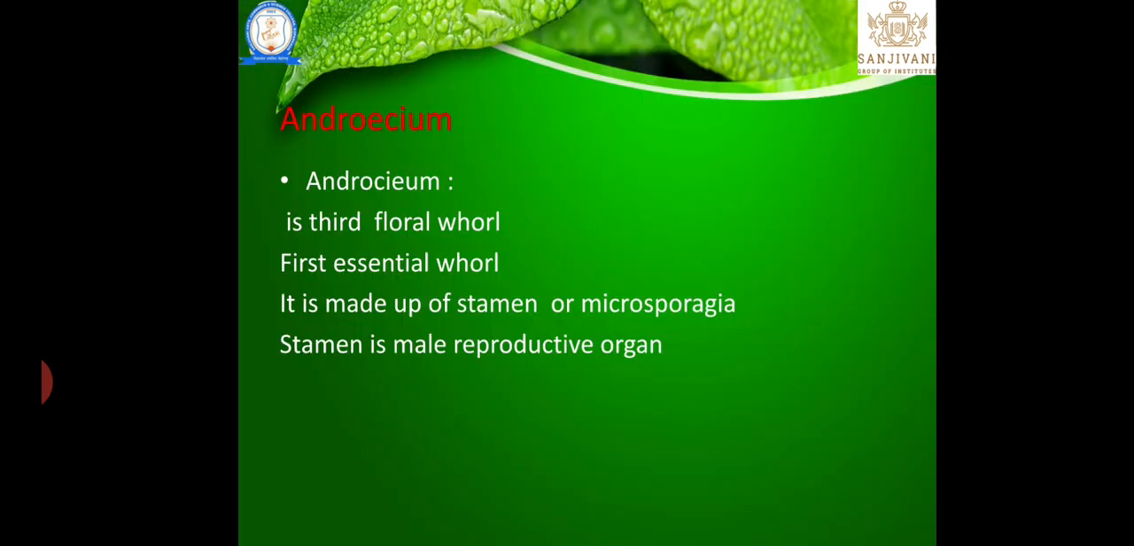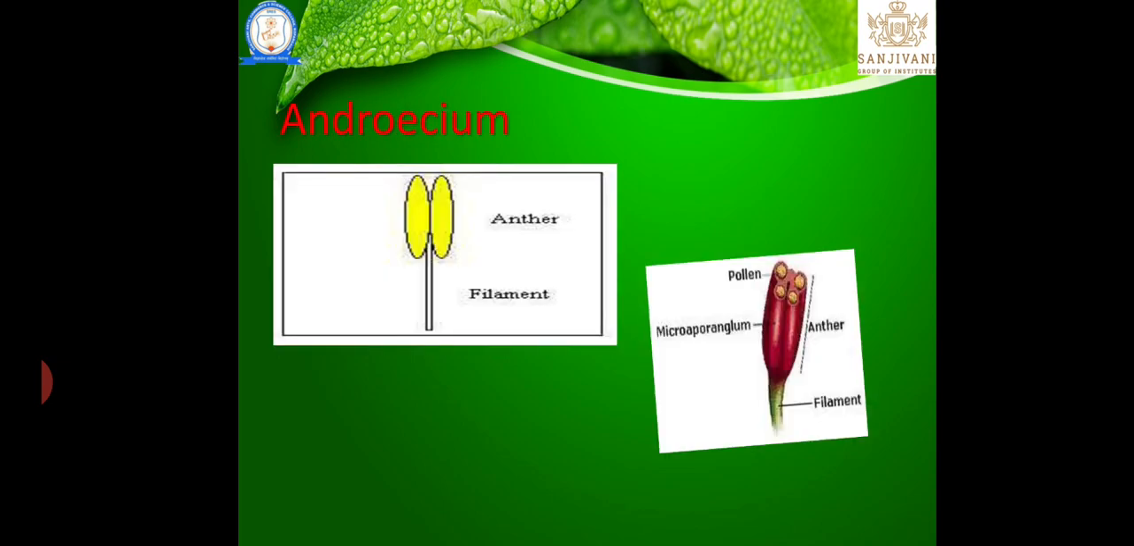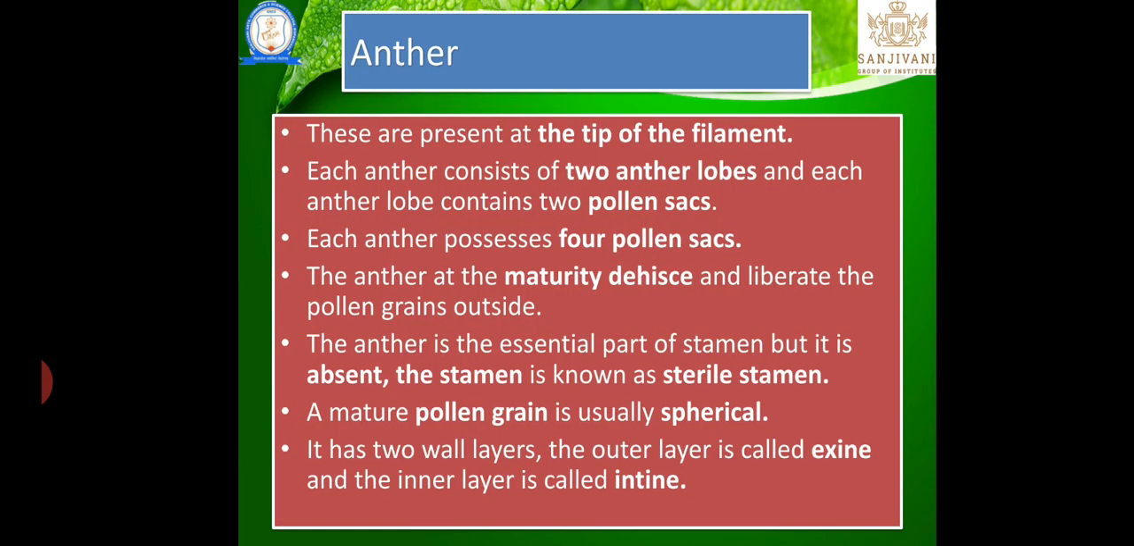Androecium is the third floral whorl. It is the first essential whorl, made of stamens, the microsporangia. The stamen is the male reproductive organ, having the parts anther, filament and connective. Anthers are present at the tip of a filament. Each anther consists of two lobes, each lobe contains two pollen sacs, so each anther possesses four pollen sacs, and at maturity the anther dehisces, releasing pollen grains outside. The anther is the essential part of the stamen; a stamen without an anther is known as a sterile stamen.